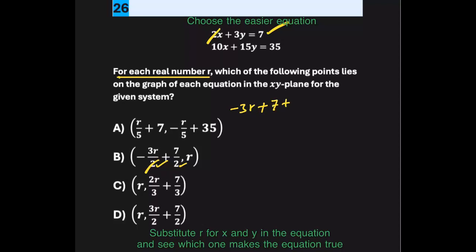For the y, we have r times y. So we have 3r. On the other side of the equation, we have 7. So this one and this cancel out. And we have only 7 here. On the other side, we have 7. So that one is true. The answer is right here. Let's go to the next one.